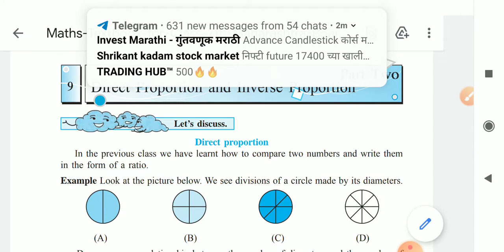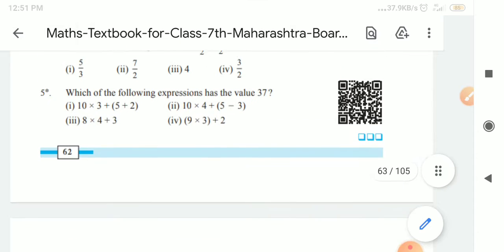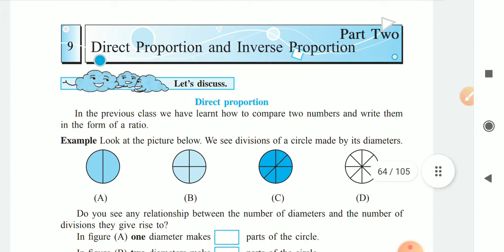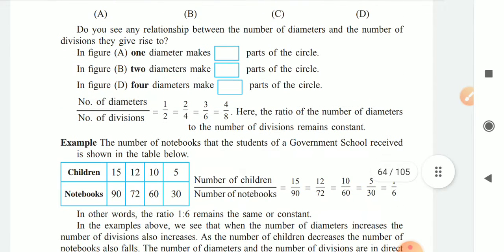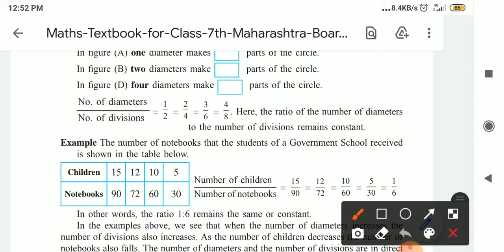Yesterday I taught you the direct proportion. To identify direct proportion, I gave you one trick to understand. In direct proportion, the ratio of two numbers is always constant, and when one quantity increases, the other also increases. This is called a direct proportion.